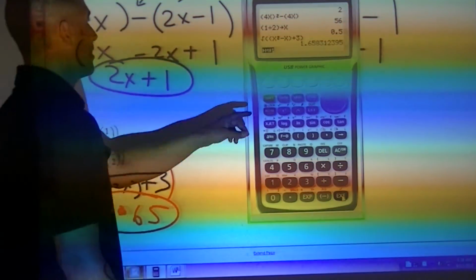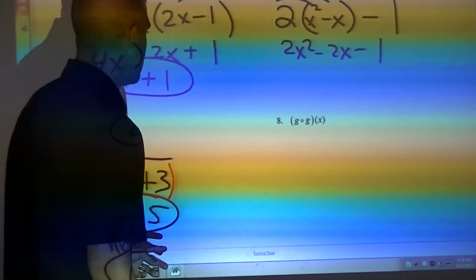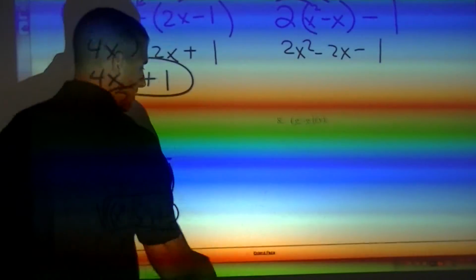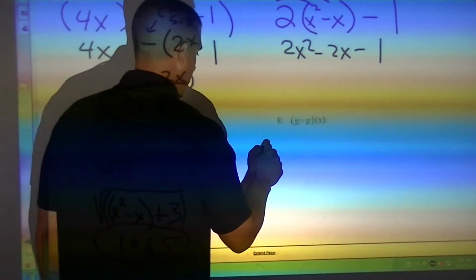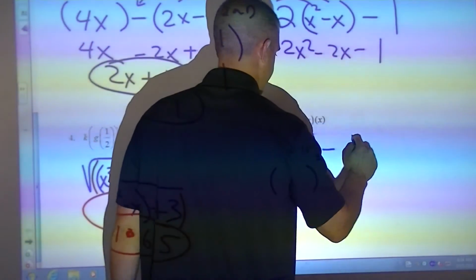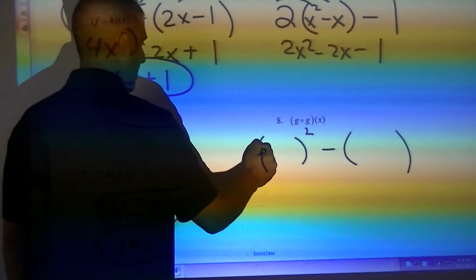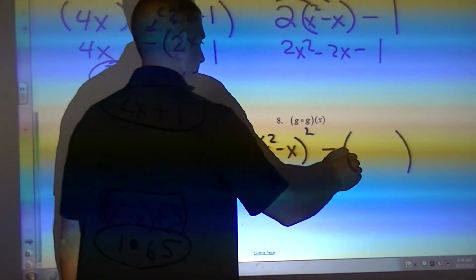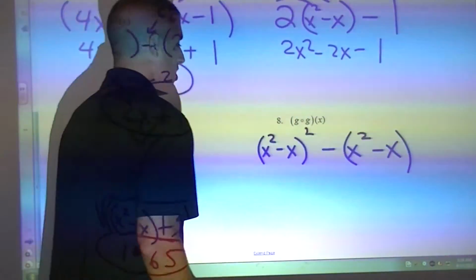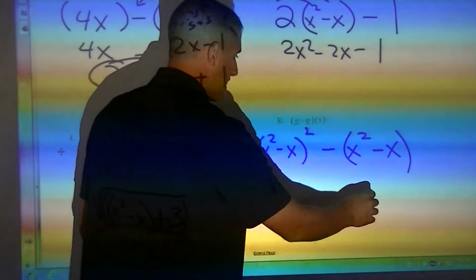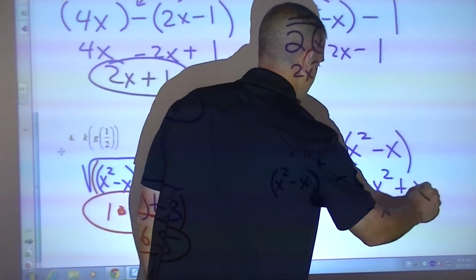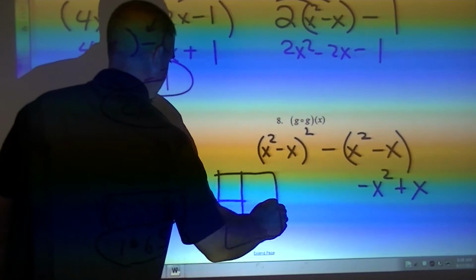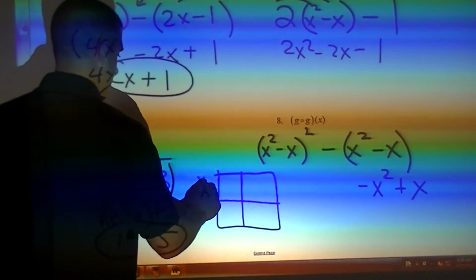Going on. G of x. G is x squared minus x. So I'm going to start with x squared minus x, and that's what I'm going to fill in. x squared minus x squared minus x. Now, what this does is change these signs, so I got negative x squared plus x. What I do with this is I'm going to do some boxes. This means write twice.